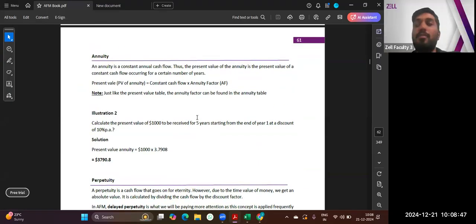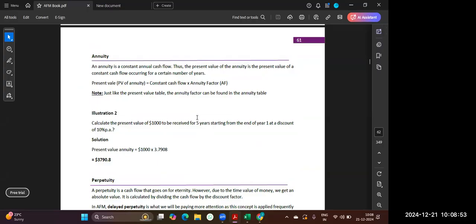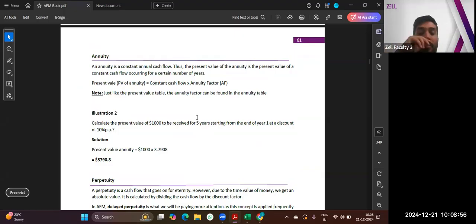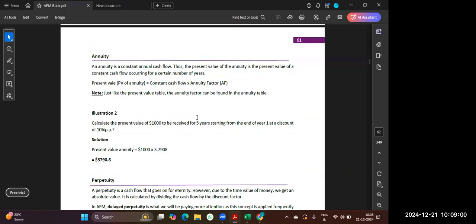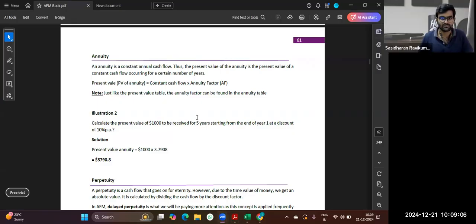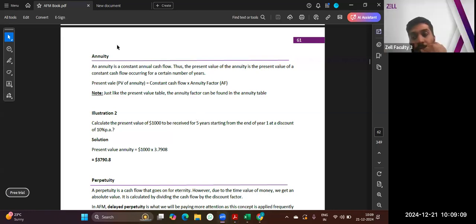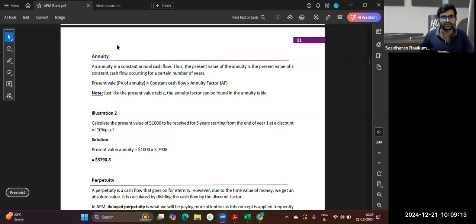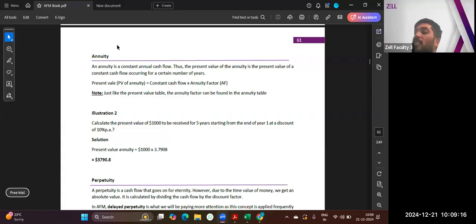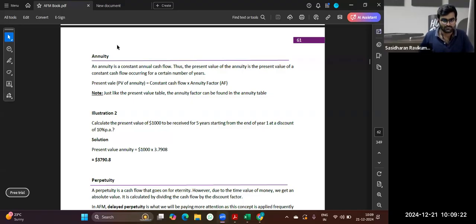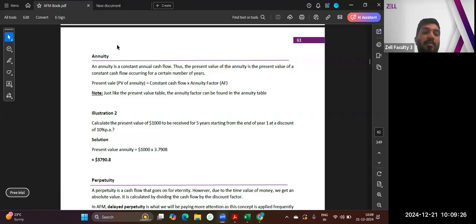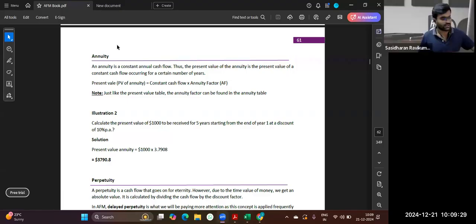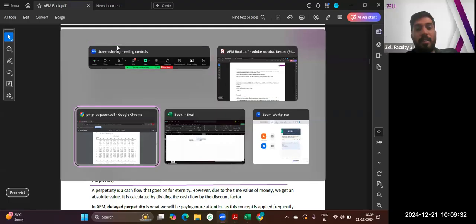Have you heard of annuity before? Yes, sir. What do you mean by annuity? Constant cash flows for a definite period, like 10 years or 15 years. Okay. Something which gets a repeated cash flow, you call it an annuity. Let me give you an example.